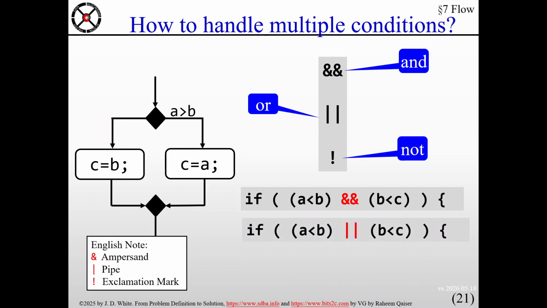Okay. Or would be written like this: A less than B, or pipe, B less than C. Then it will execute. That would be true. And here's the not. If not A less than B.